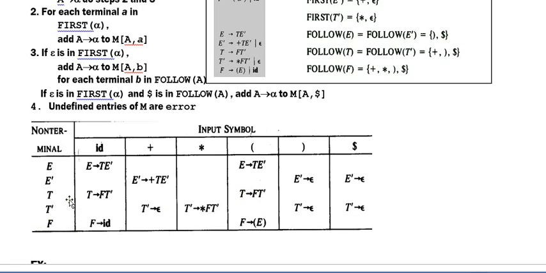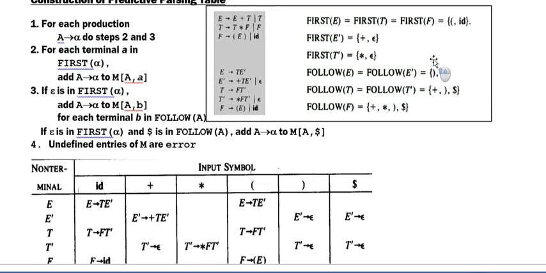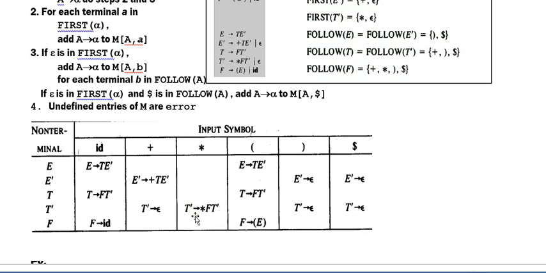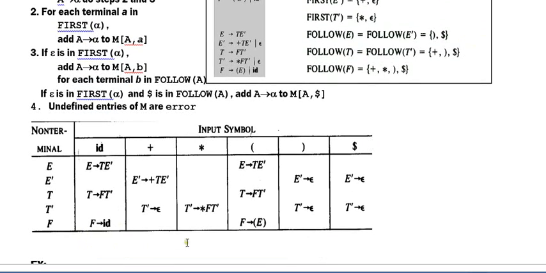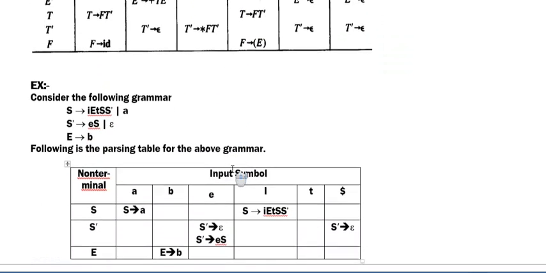And in the T dash section we have into and epsilon. So in the into section we generate this form, and then for this epsilon we have already used plus, bracket closing and dollar. So in the plus section, bracket closing section and dollar section we write T dash tends to epsilon. And in the F we have first bracket and id. So in the id section and bracket section we just write the right form of this expression. So that's how we generate the parsing table.